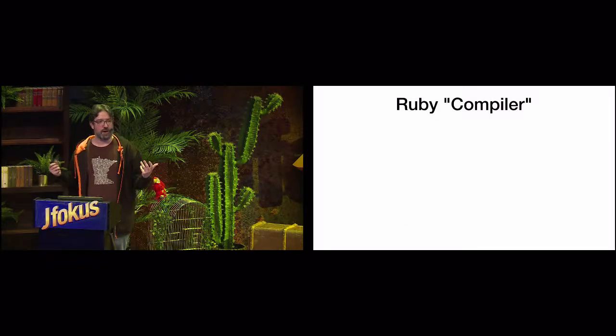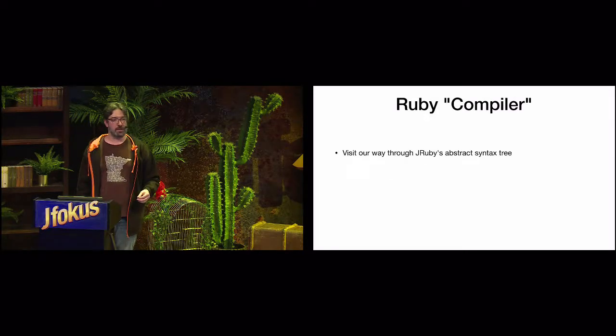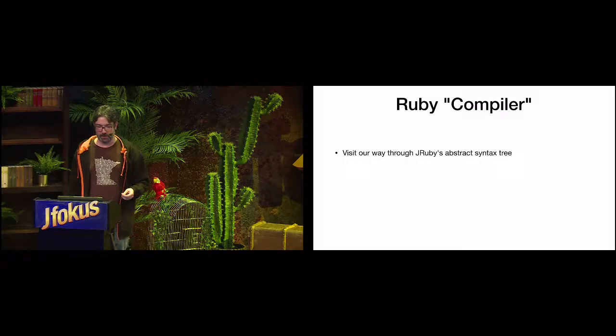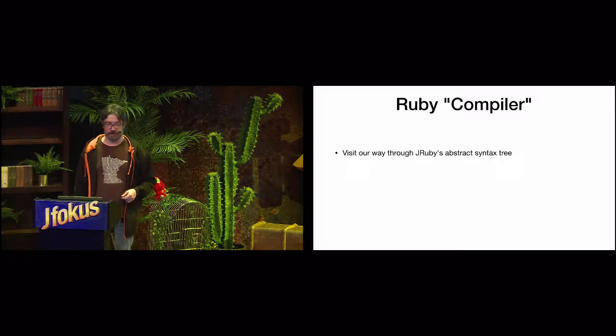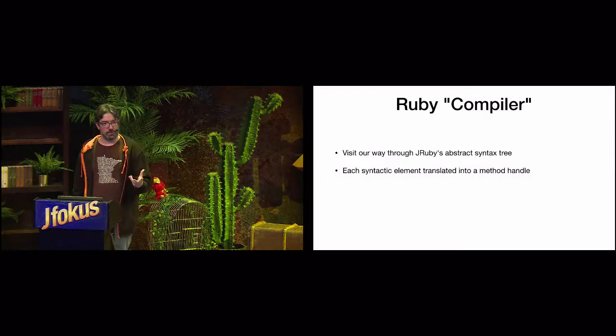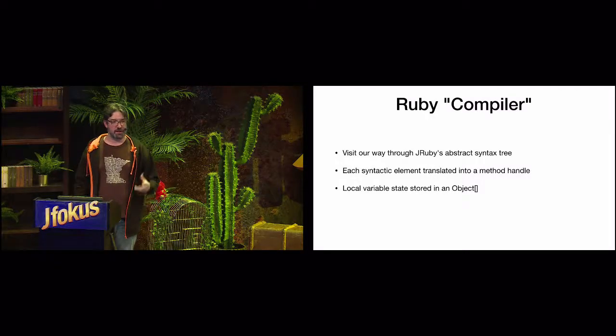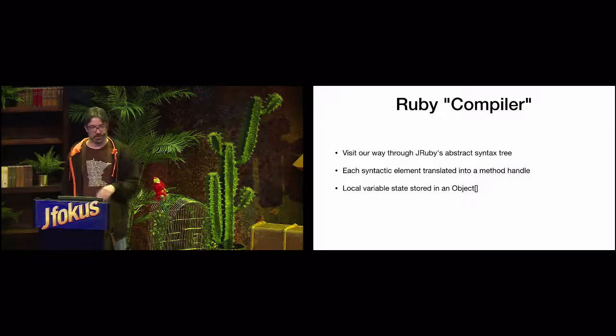I thought maybe I'd try to do this for Ruby. So what we're going to do is take the JRuby AST of parsed Ruby code, and visit our way through that abstract syntax tree. For each syntactic element, we will replace it with what the method handle operation would be at that point, and I'll show you a few examples. In this case, we will just store some local variable state in an object array. So we start out with an object array at the top. All of our local variable gets and sets will go in there, and it just stays in the method handle tree as if it was just regular variables.